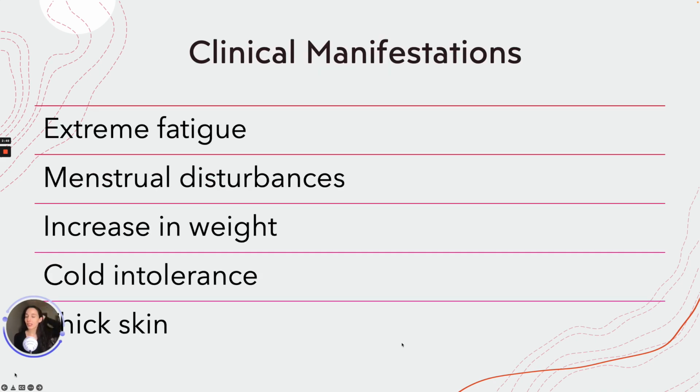So the clinical manifestations we're going to see in these patients are extreme fatigue, making it difficult for a person to complete a full day's work or participate in usual activities. They can have menstrual disturbances, so menorrhagia, which is heavy menstrual bleeding, or amenorrhea. We can see increases in weight. They usually begin to gain weight even without an increase in food intake. They'll have cold intolerance even when they're in a warm environment, and their skin can become thickened because of the accumulations of mucopolysaccharides in the subcutaneous tissue.